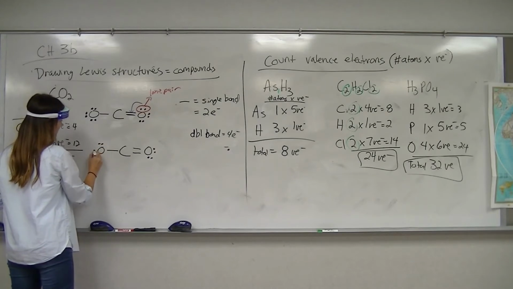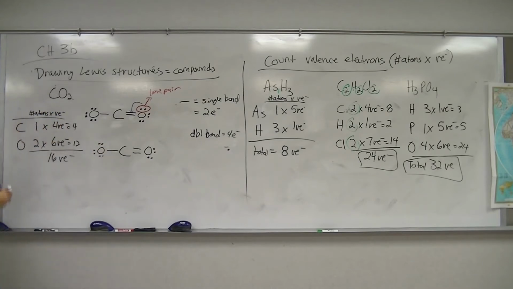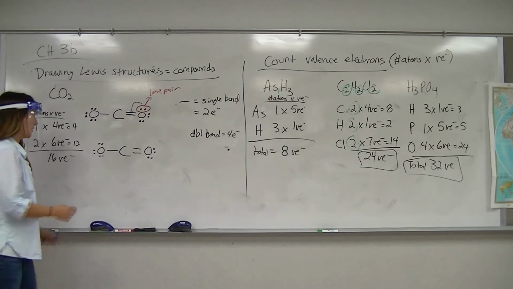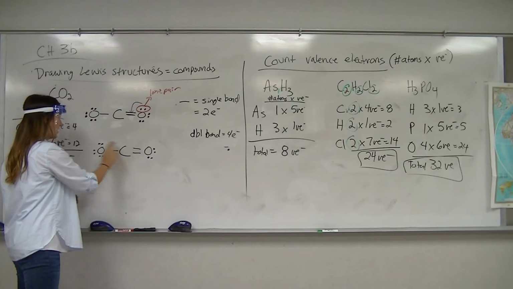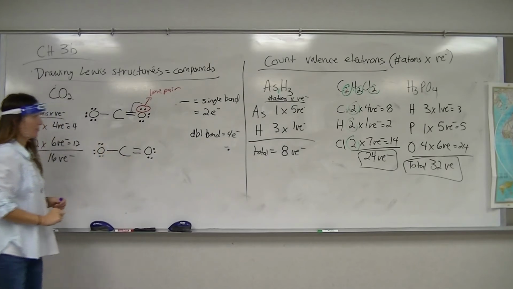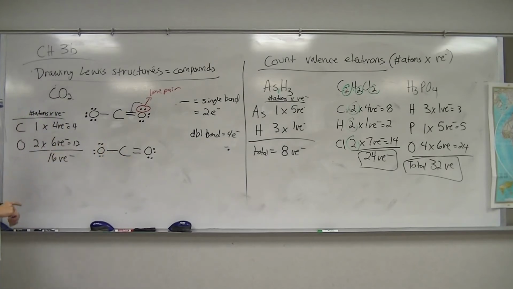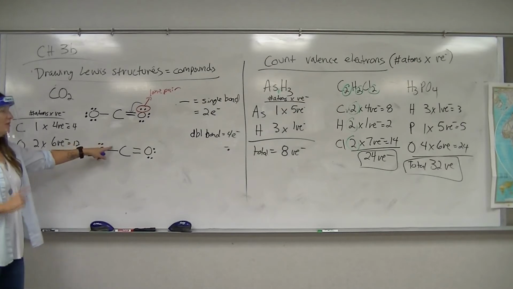Now looking at it, is carbon happy now? Does he have 8? No, he has 6. So we can have either this oxygen share to make a triple, or this oxygen share to make a double. And the preference is, you always make a double before a triple.